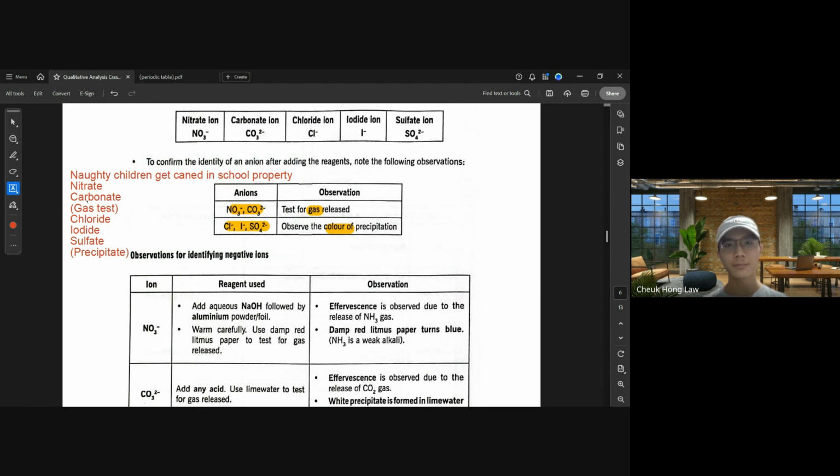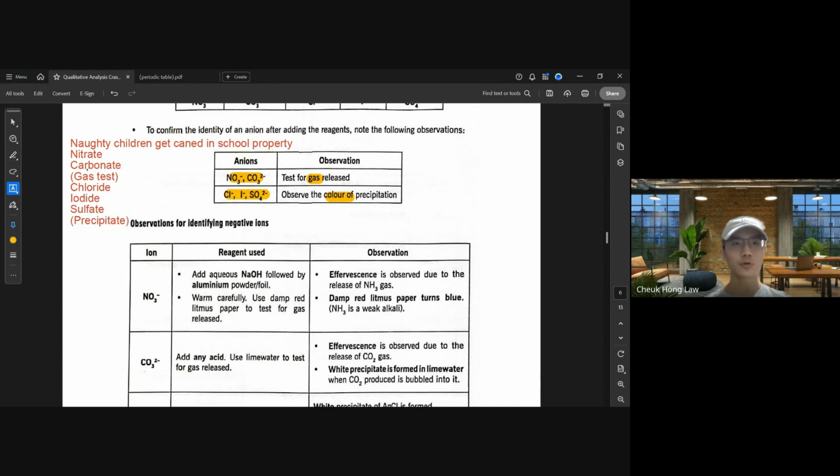By tomorrow, I'll send you guys all the memory shortcuts also. So if you didn't manage to copy down, I'll send you, so don't worry. Which means for your chloride ions, iodide ions, and sulfate ions, you want to observe the color of precipitation. Firstly, you expect a precipitate to be formed, and then you have to observe the color of it.